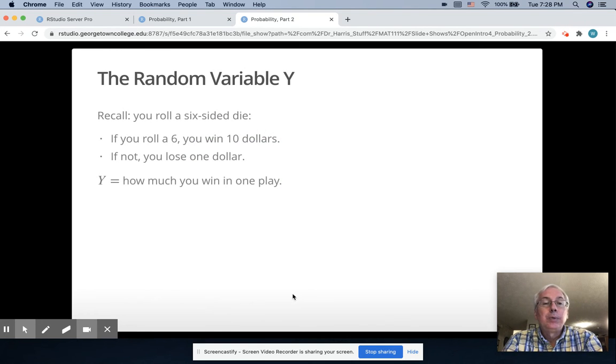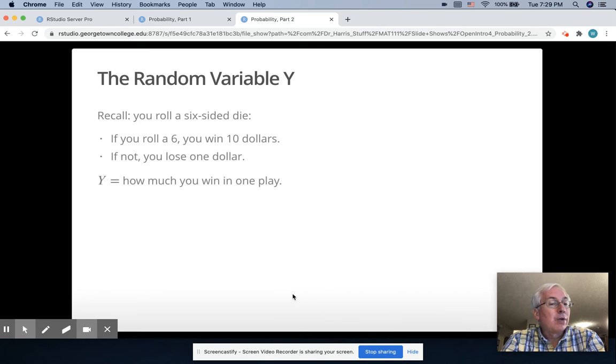Go back to our other example, a random variable where we win $10 if we roll a 6 on a 6-sided die and we lose $1 otherwise. Let's think about what the probability distribution for that random variable is. Well, what are the possible values of y? How much can you win? Well, clearly you can win $10. That's a possibility. And you can lose $1, which actually means that y can be -1. So y can either be -1 or 10.